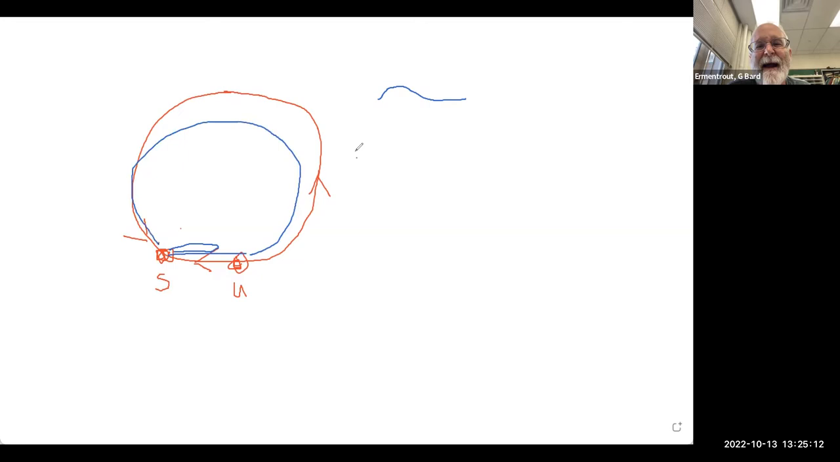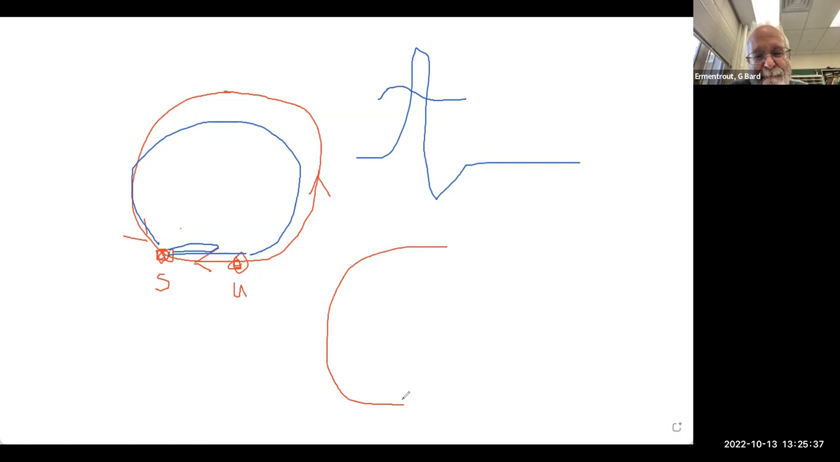Okay. So now what I'm going to do is add a current to this system. I'm going to add a constant drive to this. And what that constant drive does is it brings these two equilibrium points closer and closer together. Here's an easy way to look at it.